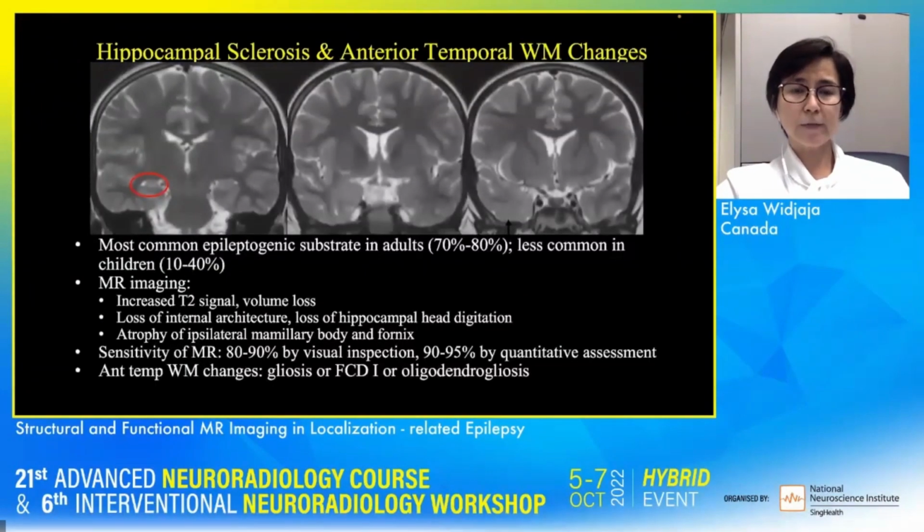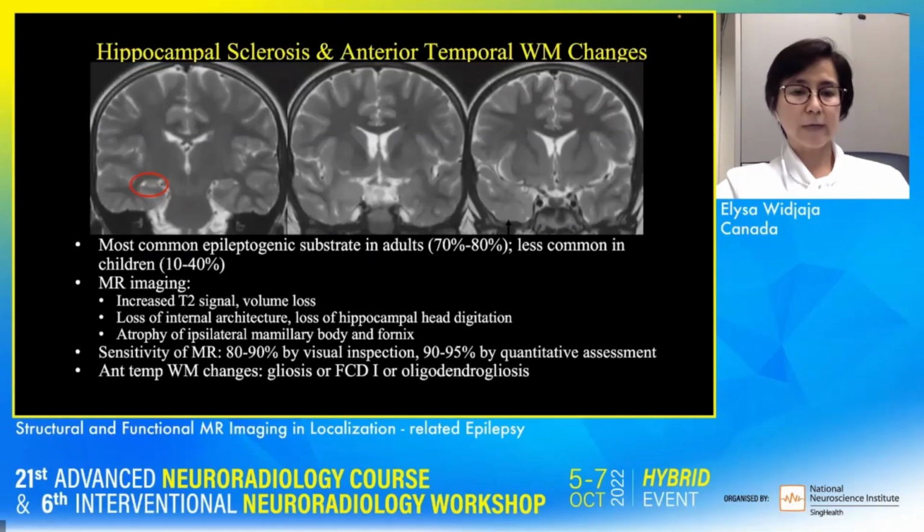So let's move on to hippocampal sclerosis. This is the most common epileptogenic substrate in adults with focal intractable epilepsy. Imaging features include increased T2 signal and volume loss in the hippocampus. Other features include loss of internal architecture and loss of hippocampal head digitation. In some cases, you may see atrophy of the ipsilateral mammillary body and fornix, particularly in adult cases.